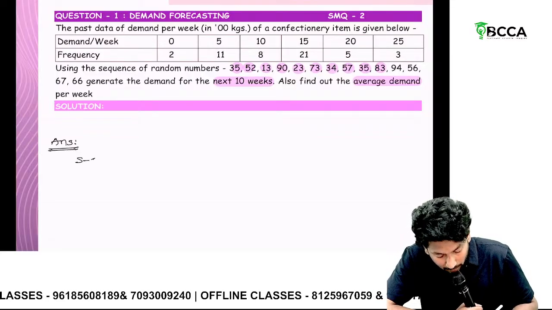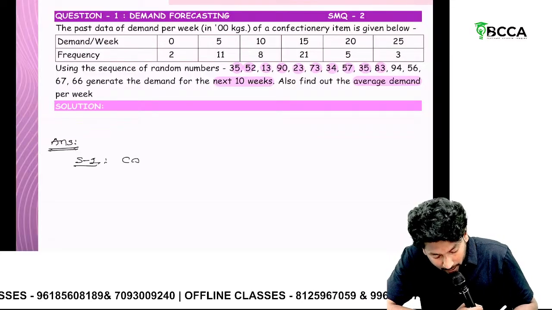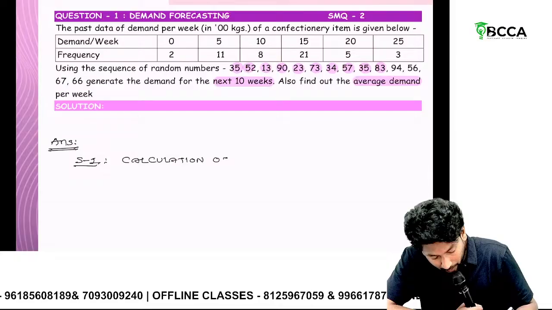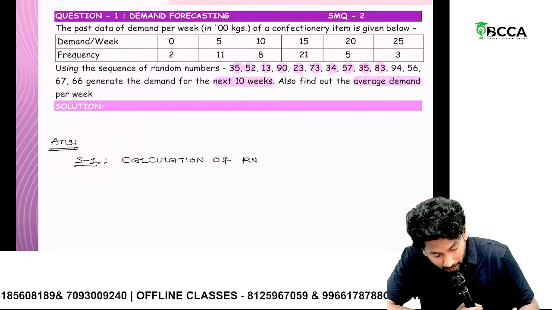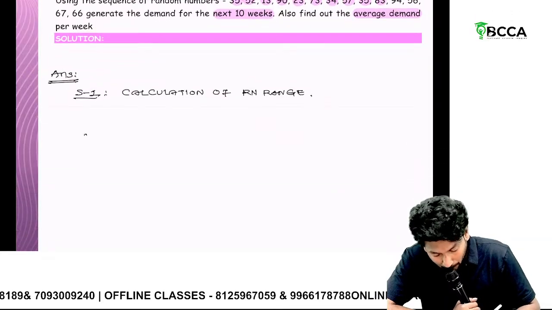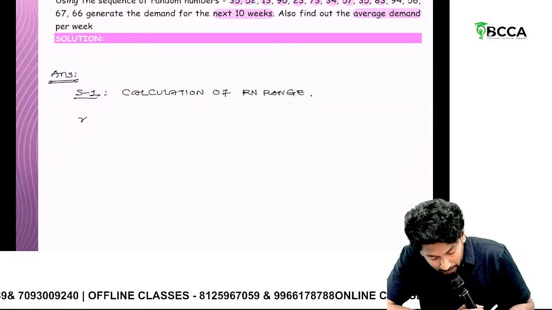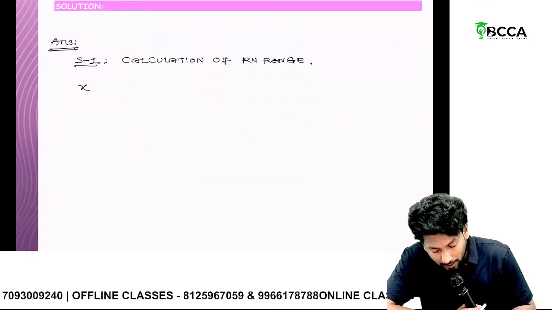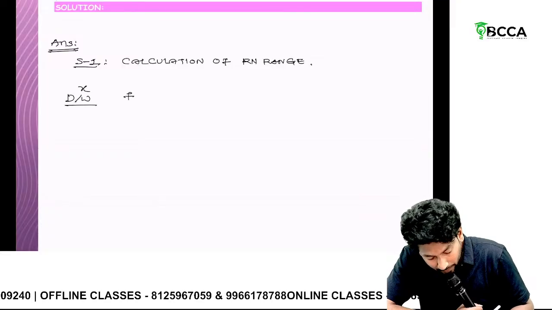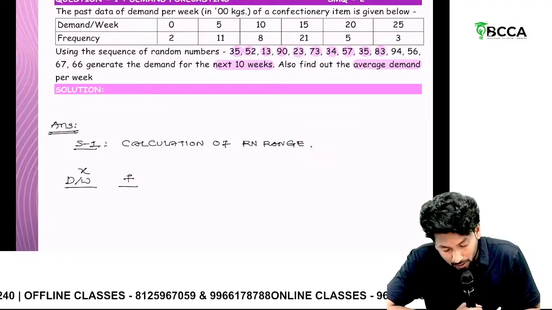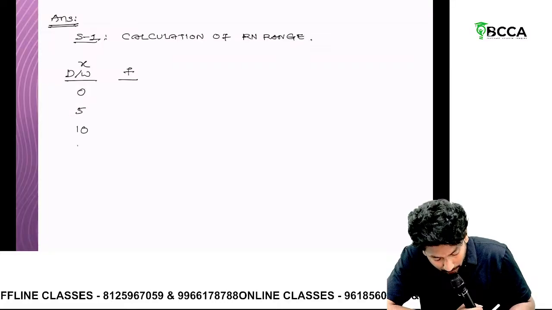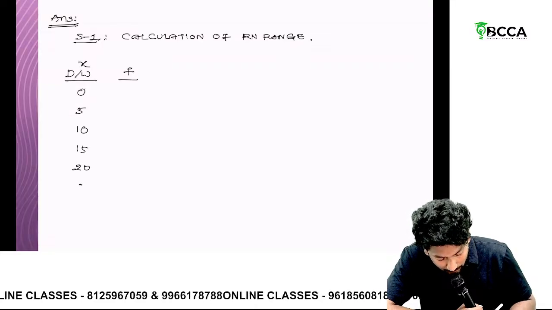Step 1, calculation of random number range. So here our first column is the decision variable, X, that is nothing but demand per week, sir. Demand per week, first column. Next column, frequency is given. Let's write those numbers: 0, 5, 10, 15, 20, 25.